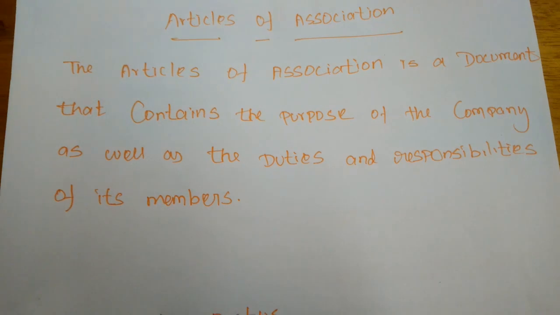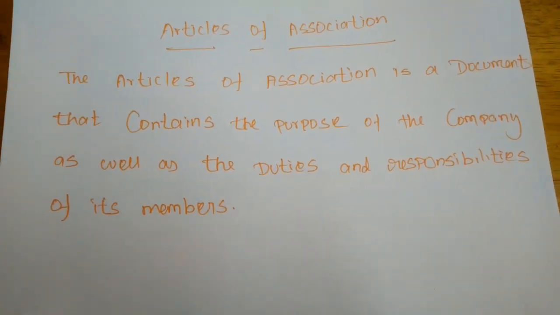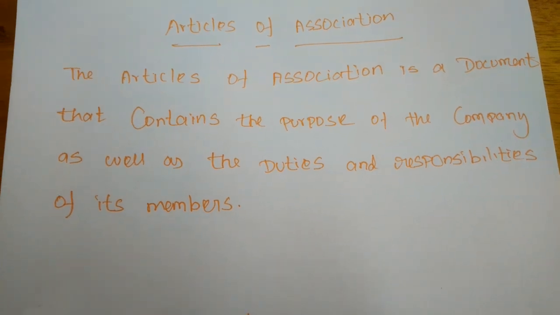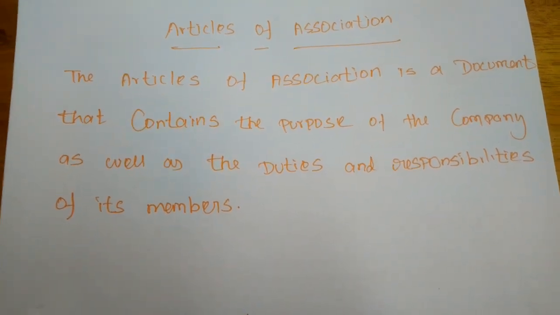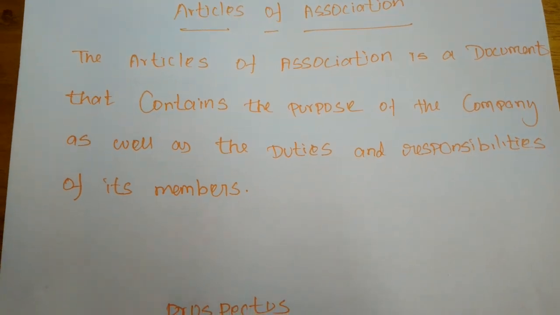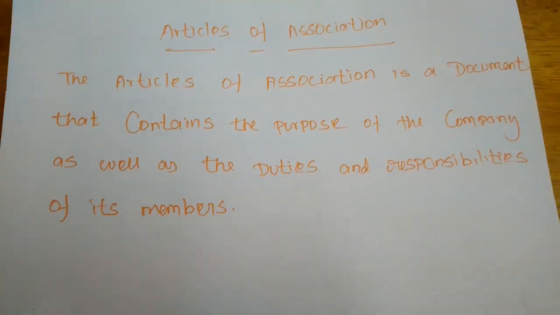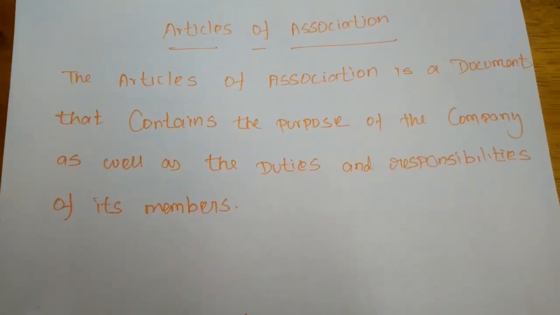Next, rules regarding issue of shares and debentures. So when the companies are going to issue the shares, they must have some rules. So all the rules related to the issue of shares must be mentioned in these articles of association.